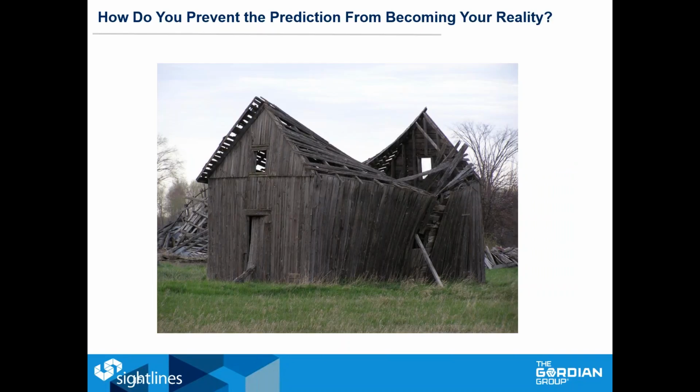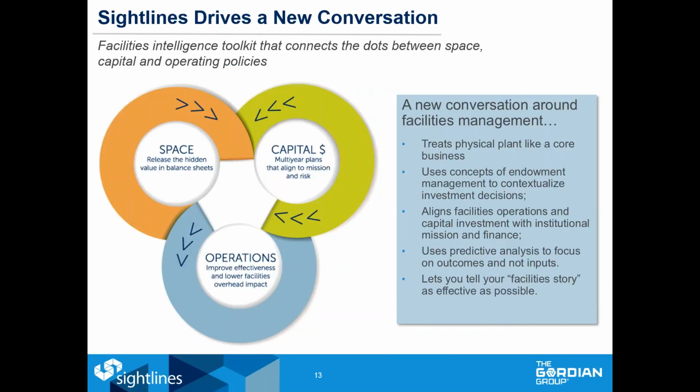And our service, ROPA Plus, was designed to do just that, and that is creating a new conversation on your campus. And our Facilities Intelligence Toolkit lets you have a conversation that does truly connect the dots between space, capital, and operations. That conversation has to treat physical plant like a core business.